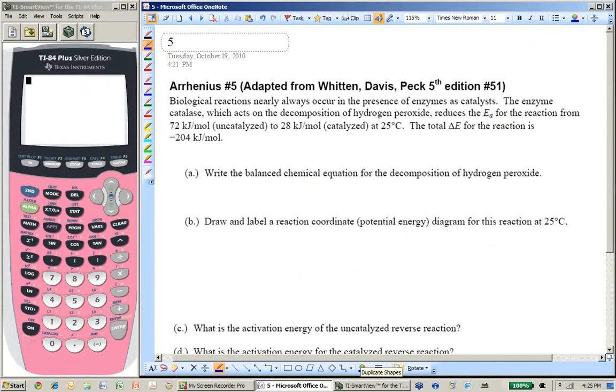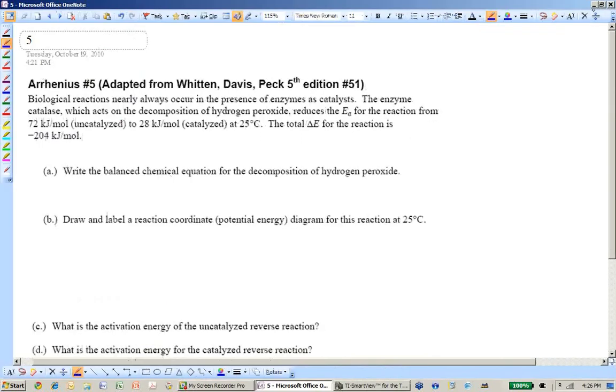Welcome back. This is a continuation of the Arrhenius Made Easy handout. We've got a couple more problems to work. This particular one is from the Whitten-Davis-Peck chemistry book, 5th edition. It was number 51, and it's just been adapted by yours truly to make it a little more meaningful in the context of AP problems. So let's give it a shot. Actually, this one doesn't need a calculator, we can make this bigger.